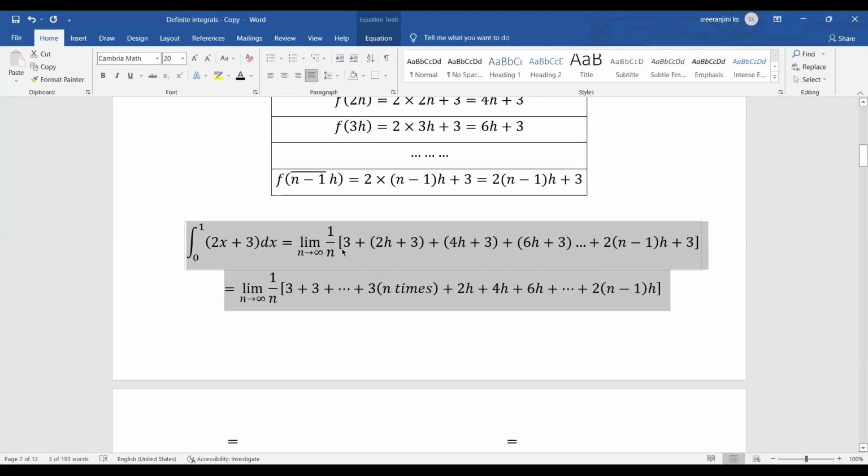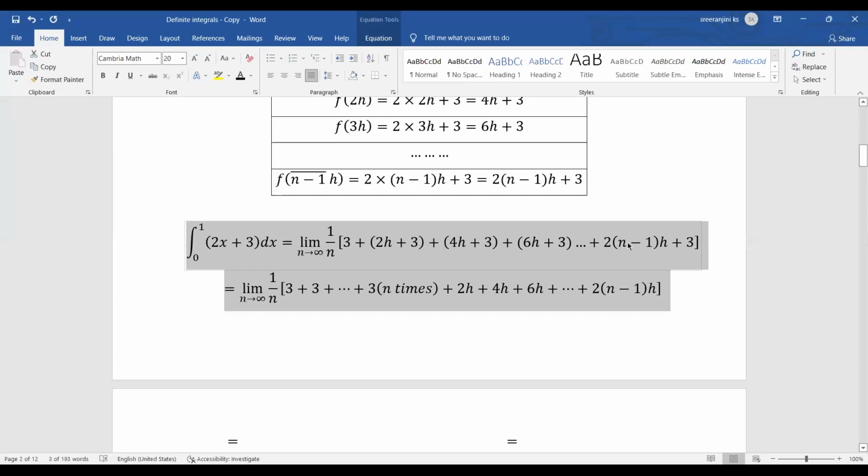Now we are going to group these terms. We can see that in each and every term, 3 is there. 3, then second term 2h plus 3, third term 4h plus 3, fourth term 6h plus 3, etc. The last term, that is the nth term, 2 into n minus 1 h plus 3.